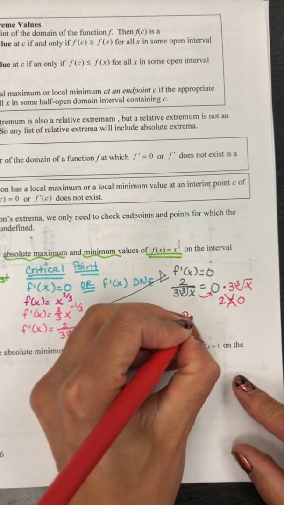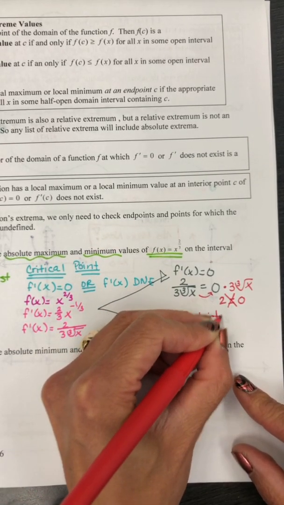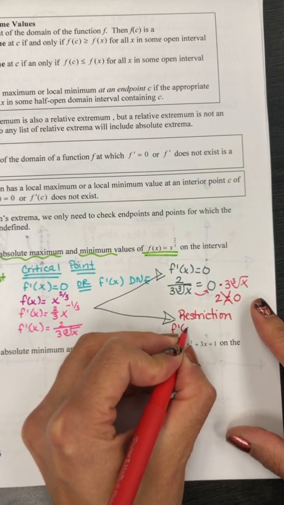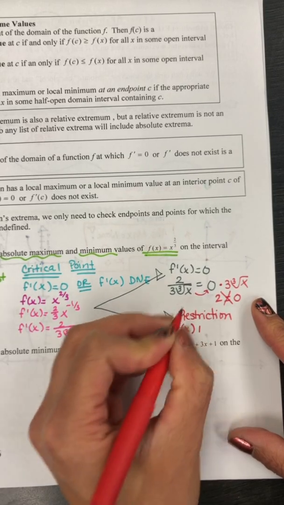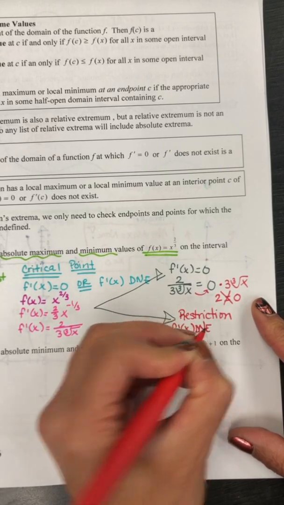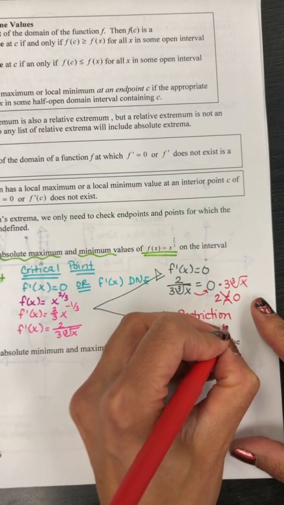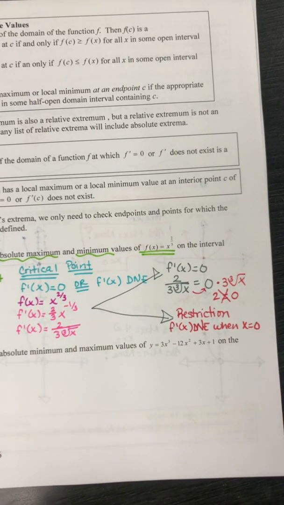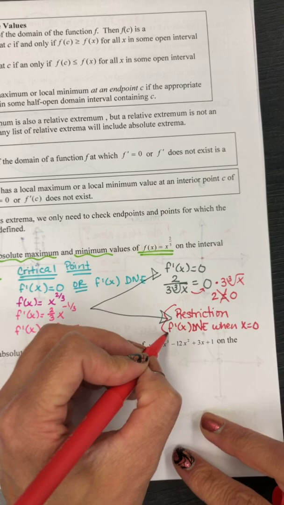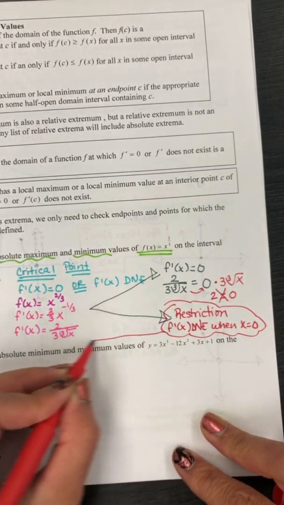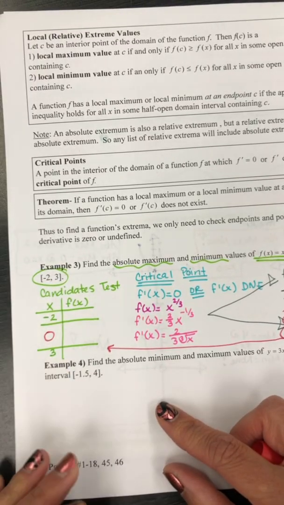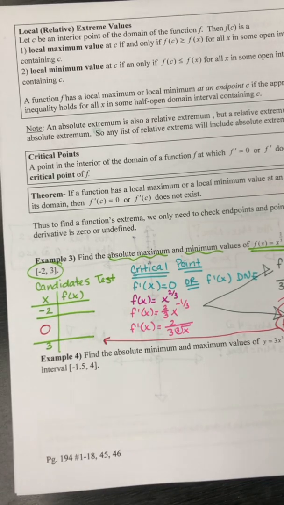So since there is a restriction, that means that there is a spot on that graph where the derivative does not exist. So that means that f prime of x does not exist. Oops, forgot the d. D and e does not exist when x equals 0, because if x is 0, that's what makes the denominator 0. Okay, so because of that, I can take that back to my candidates test, and I know that a critical point that I need to try is an x value of 0, and that's the only one that I found.